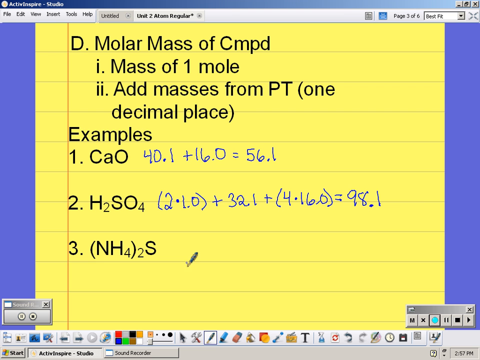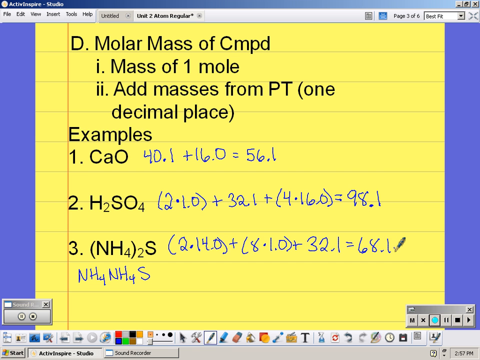In number 3, we have a 2 on the outside of a parentheses, so that's saying that you have twice what's inside the parentheses, or NH4, NH4S. So you would do 2 times the mass of nitrogen, 14.0, plus 8 times the mass of hydrogen, 1.0, plus 32.1, the mass of sulfur, and you would get 68.1 grams per mole as your molar mass.